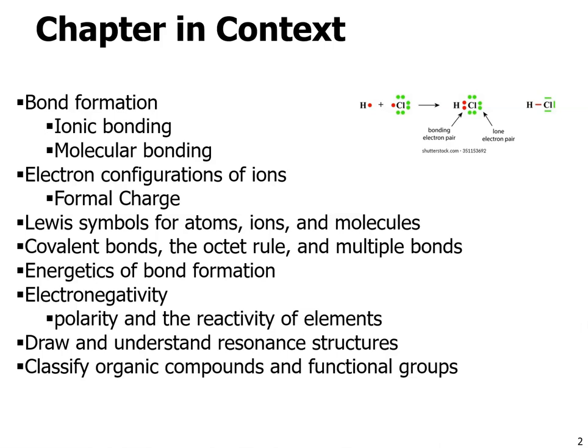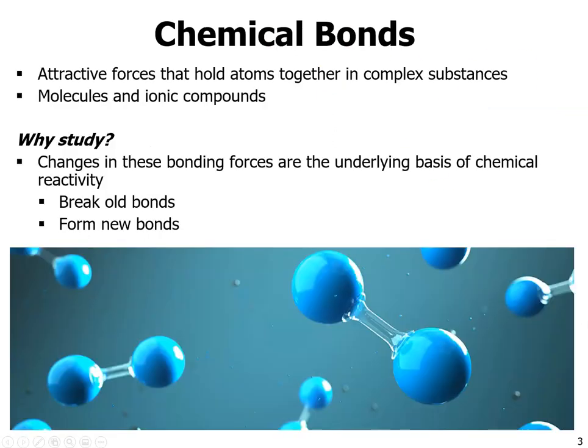We'll be talking about covalent bonds as well in terms of molecular bonds, the octet rule, multiple bonds, and how that looks in terms of electrons. We will discuss some of the energetics of bond formation, electronegativity and polarity. That is an important feature of bonding. And we'll talk about resonance structure and then classify organic compounds. So this is this whole section. We'll only cover a little bit of this in this current lecture.